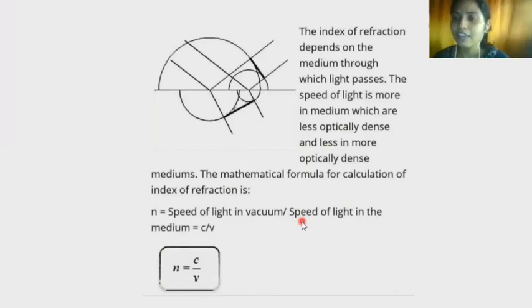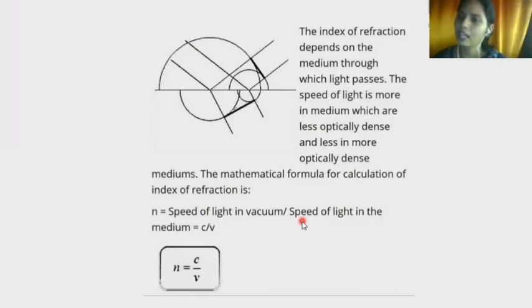If I consider 1 divided by 1.33, what is 1 divided by 1.33? The ray is traveling from water to air medium, or from air to water medium. This is a pair of media. This is the constant value. This value is constant. Why? Refractive index of water is constant, refractive index of air is constant. Okay?